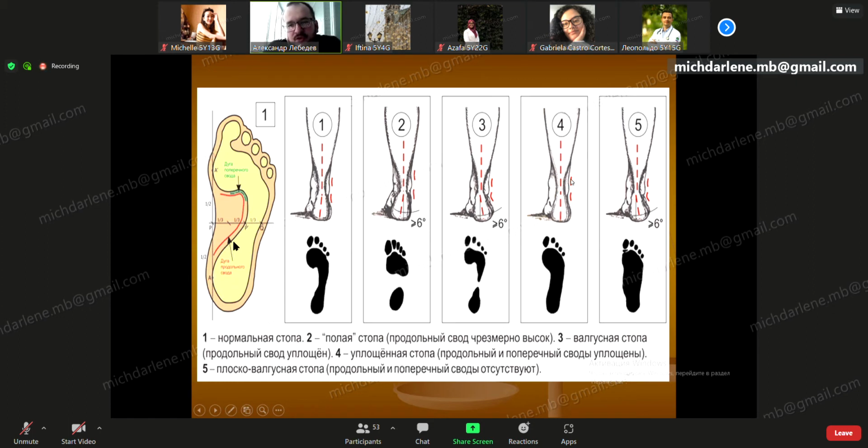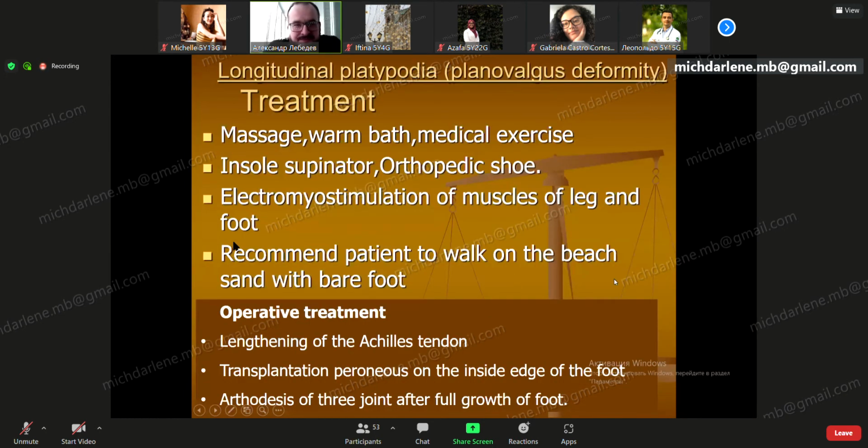If we have a normal foot, but we have high tension of the fibular tract of the muscles, what's happening? We lose the transverse arc or longitudinal arc, and if we have a valgum deformity and high tension of the fibular tract, we see the valgum deformity of the foot.